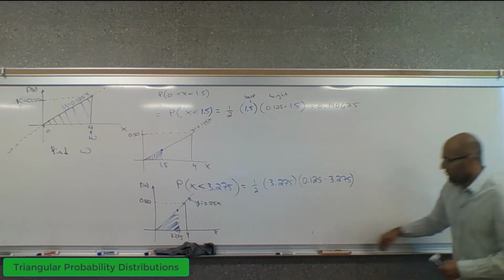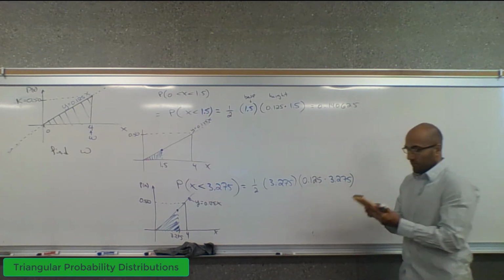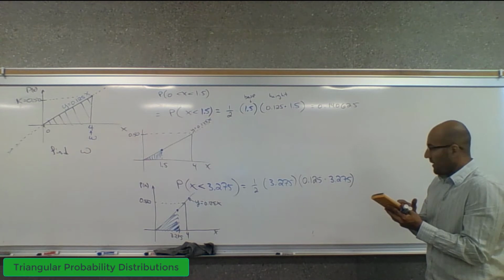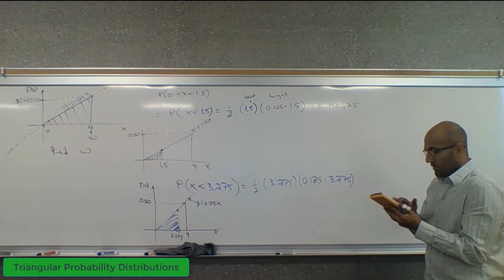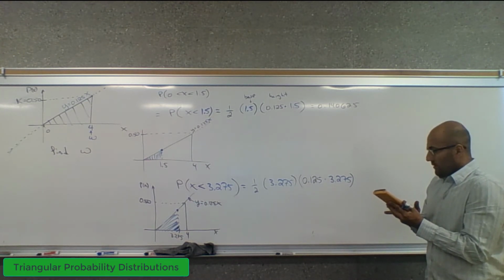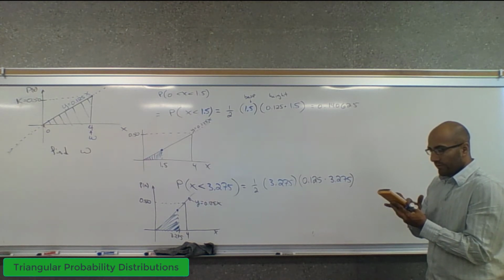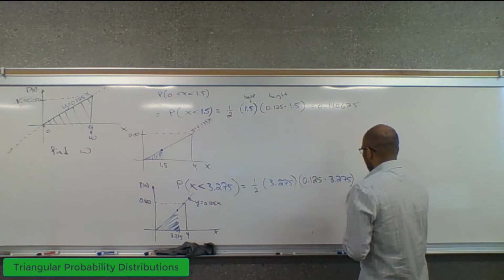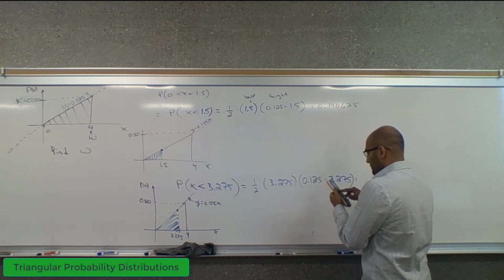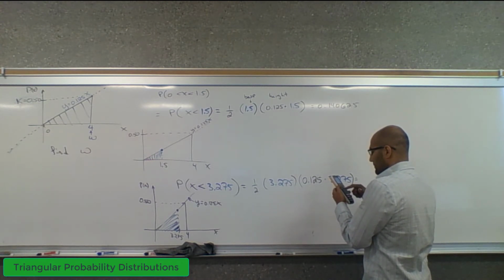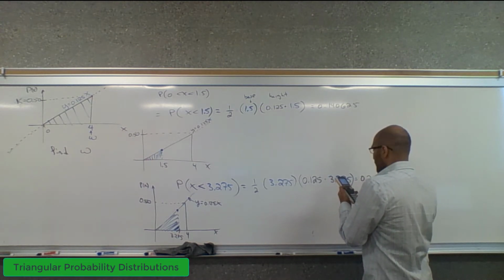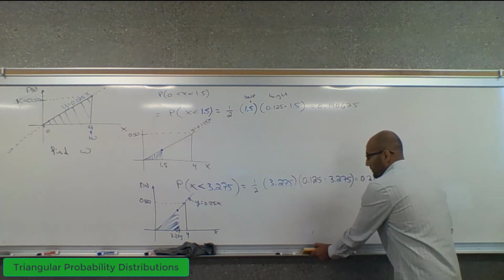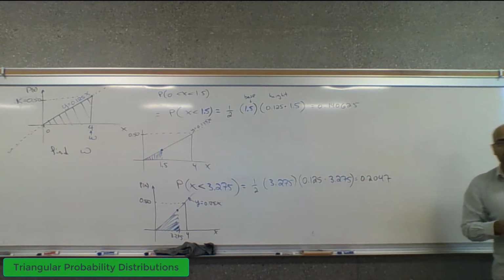Good, so we can just multiply that out. So we get 0.125 times 3.275 times 0.5, and I'm getting 0.2047. Any questions?